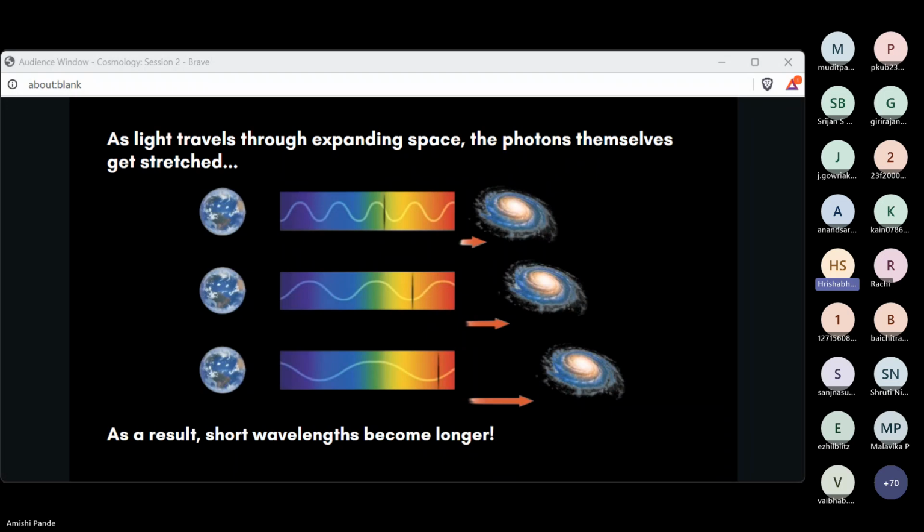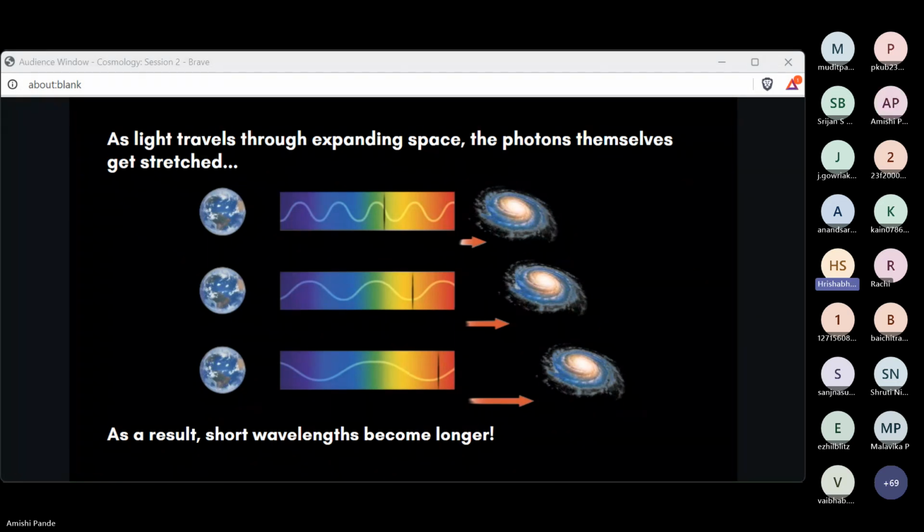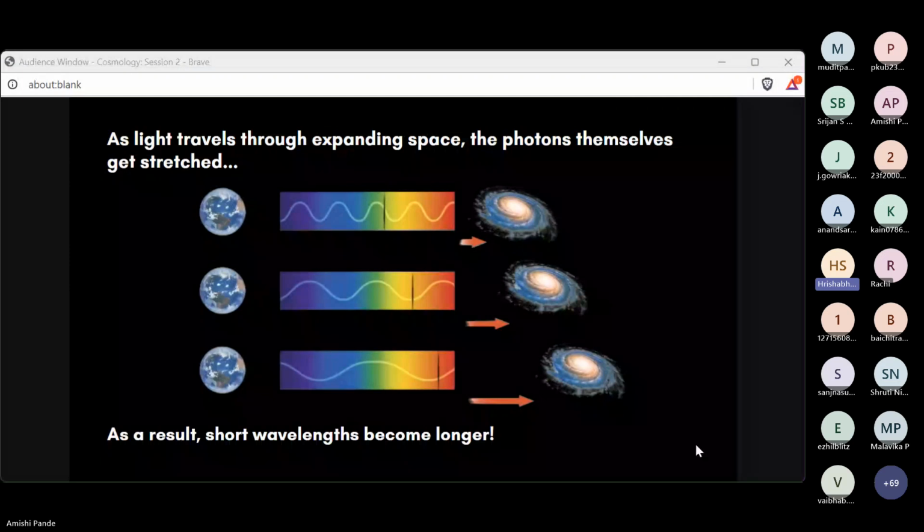And something very obvious: what happens in an expanding space, and how do we even know that space is expanding? Someone has asked: how do we know that light reaching us has redshifted and was not originally red, and how do we determine how much the wavelength has changed? I answered this question in the last session as well, but I'll explain it to you again.